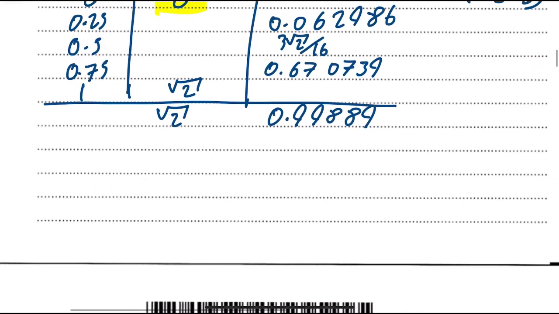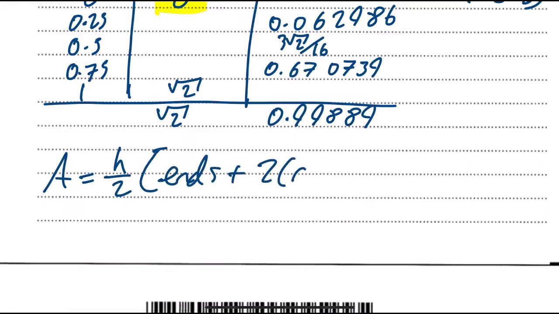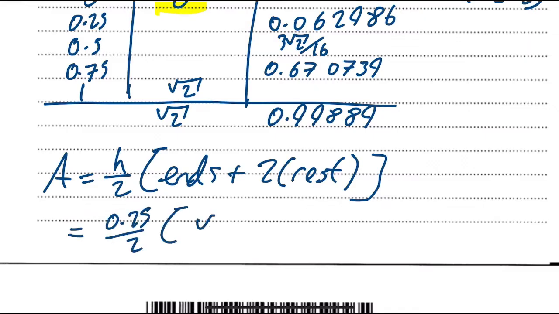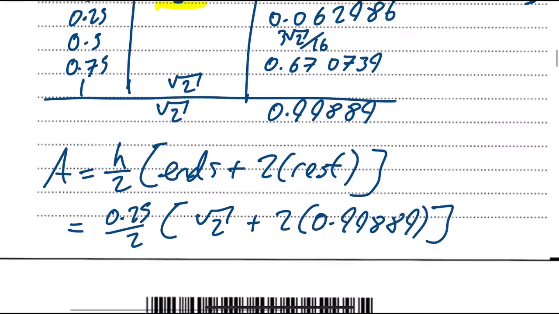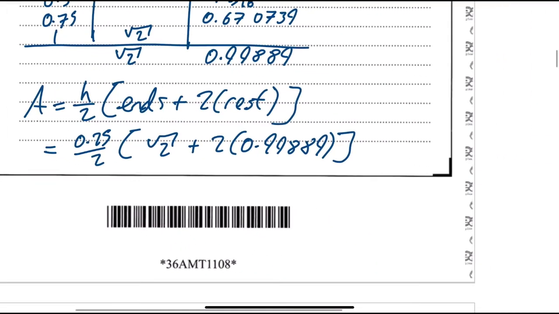0.99889. And then your area is h over 2 times the ends plus 2 times the rest. And you just fire that in. So that's 0.25 over 2. The ends was root 2. Then 2 times 0.99889. And fire that in. And what I got when I fired that in was 0.426, and again that was the 3 sig figs.